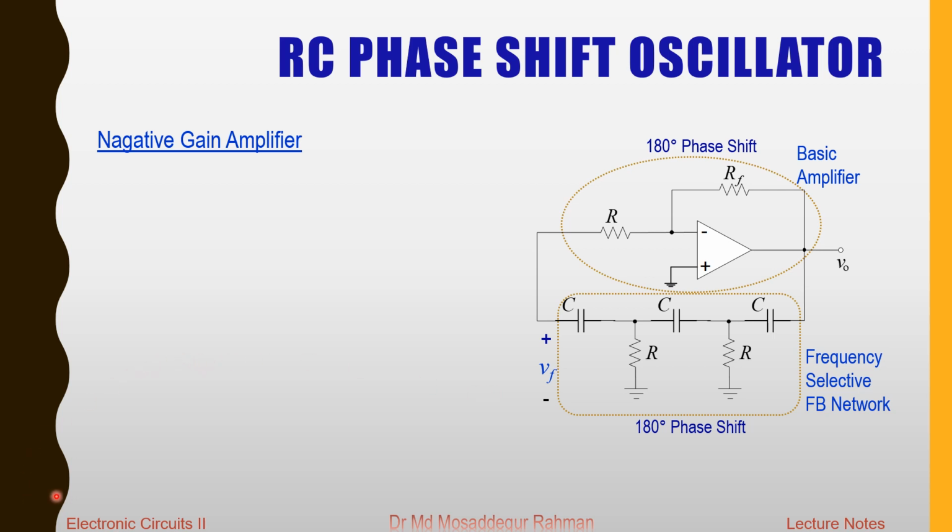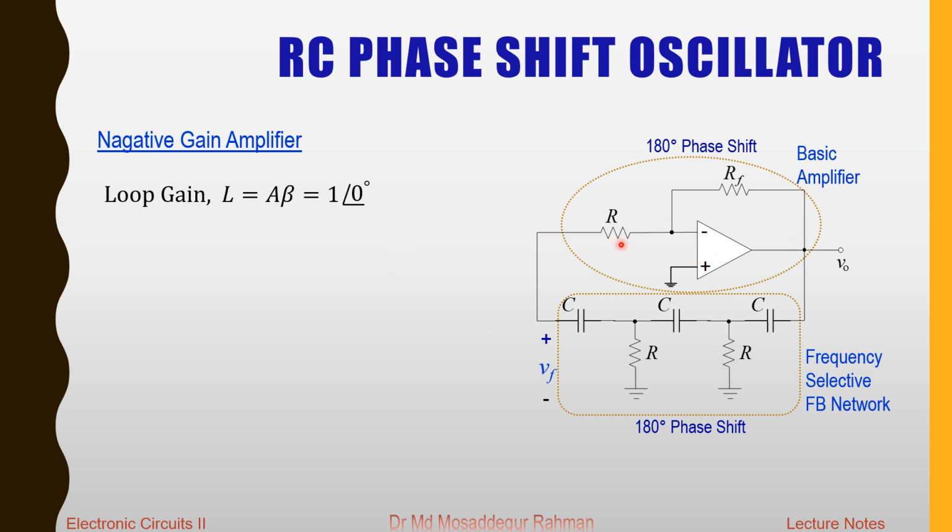So the conditions that we need to fulfill for the circuit to work as an oscillator circuit, or to have a sustained oscillation, and the procedure is the same as we have shown for the Wien-Bridge oscillator. You start with the expression for the loop gain, get the product of the gain of the basic amplifier A and the feedback factor beta.